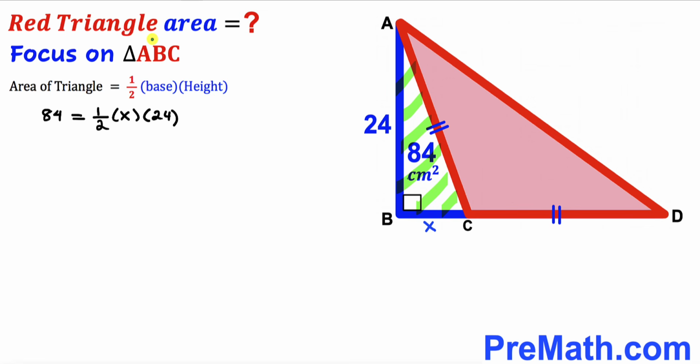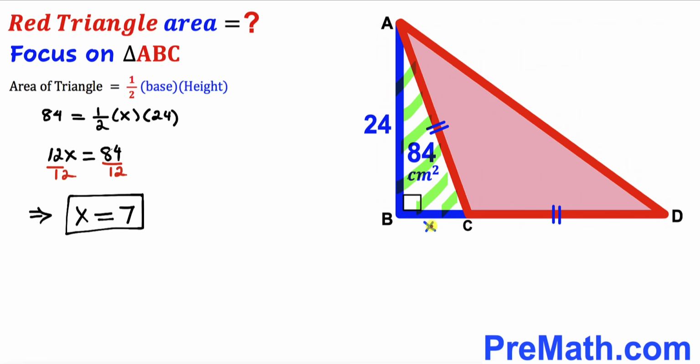We know our right hand side is going to be simplified as 12 times X. So therefore we could write 12 times X equals 84. Now I'm going to divide both sides by 12 to isolate X. So we could see that our X value simply turns out to be 7 centimeter. In other words, this segment BC length is 7 centimeter.